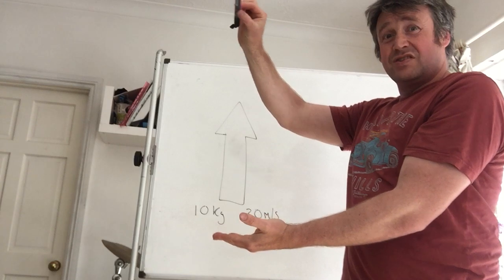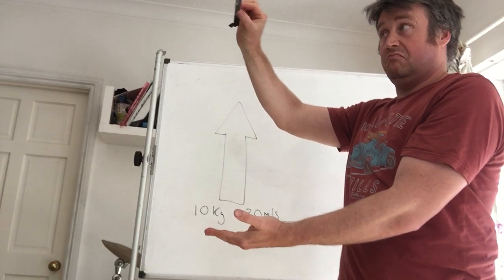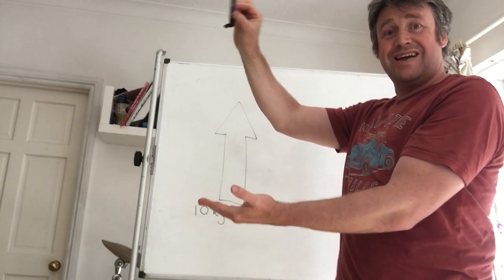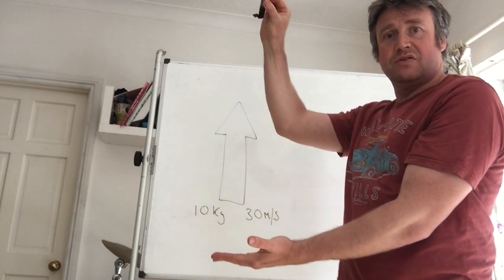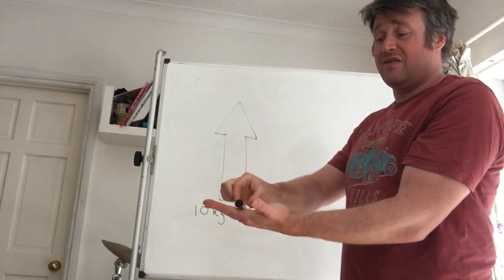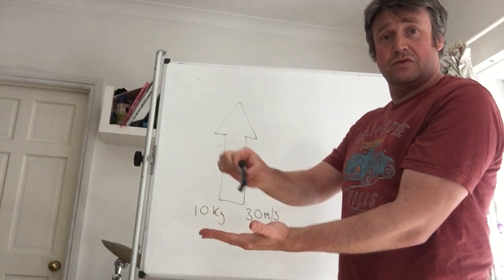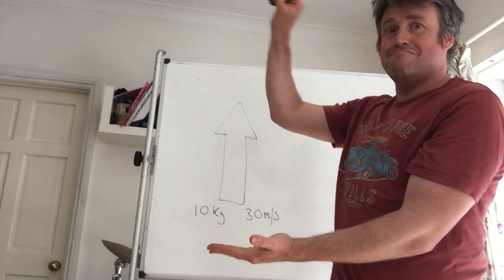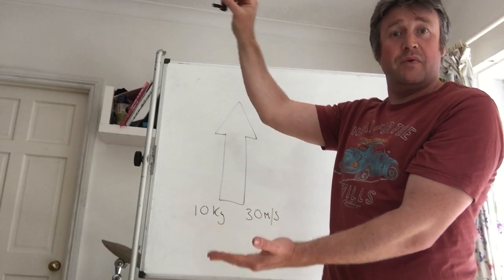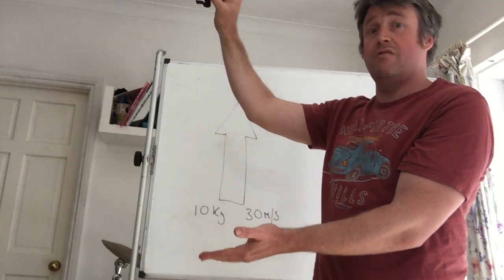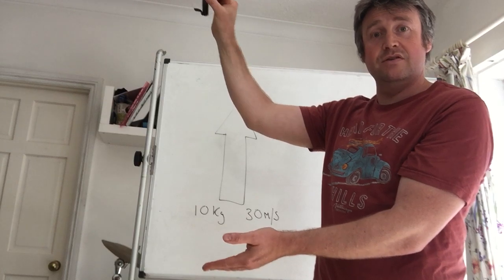When it reaches its top, its maximum gravitational potential energy, that can't be any bigger than the maximum kinetic energy it had at the bottom. So it's the same idea. We say the kinetic energy when it took off is equal to the maximum possible gravitational potential energy at the top. And then, as I'm going to show you, you just rearrange the gravitational potential energy equation to find the height.